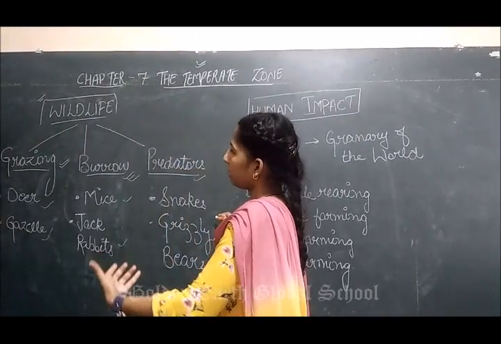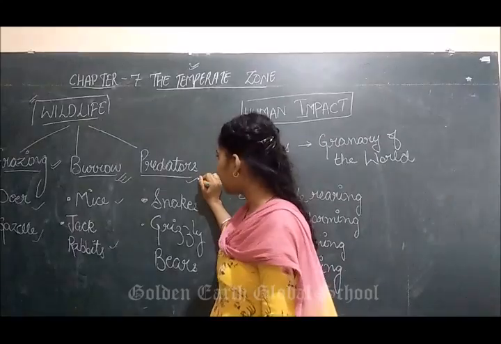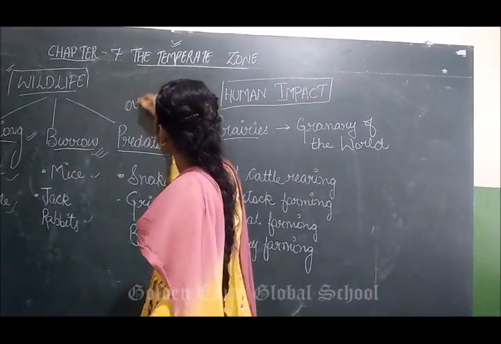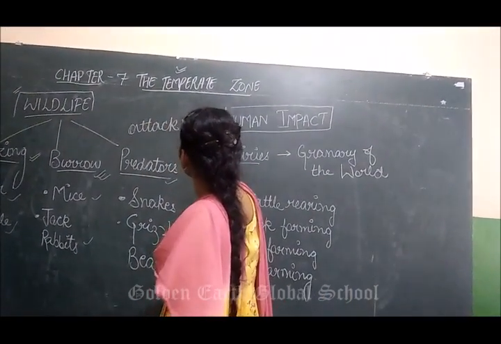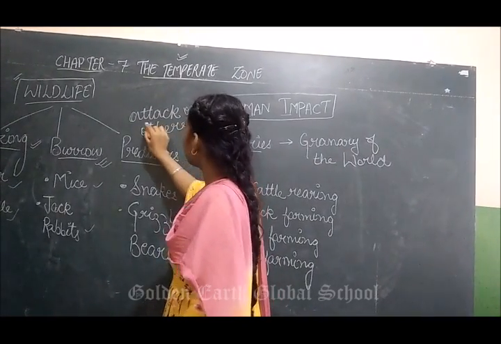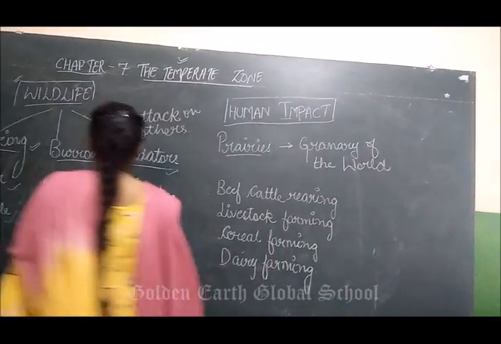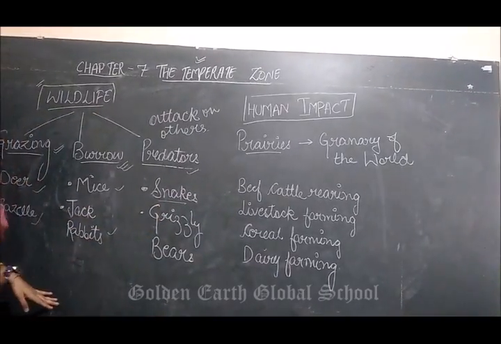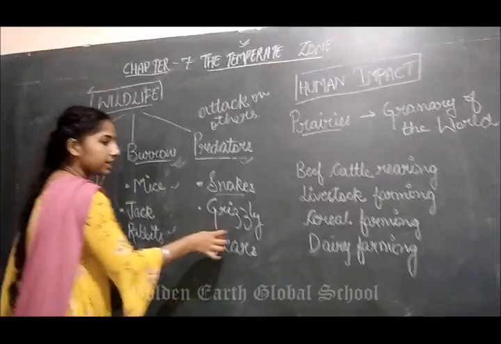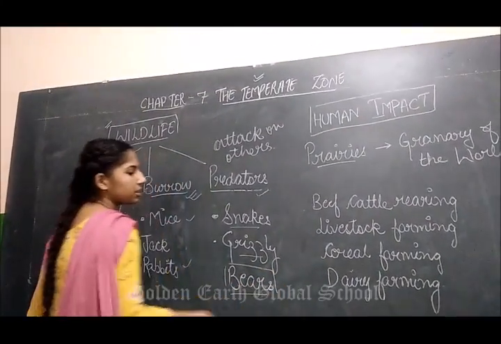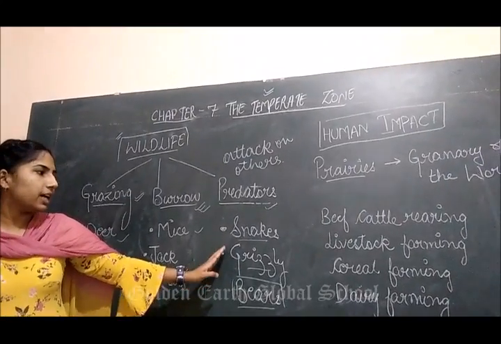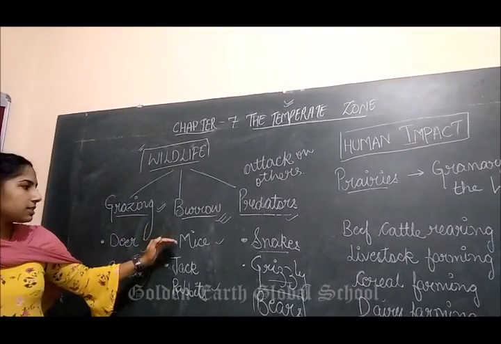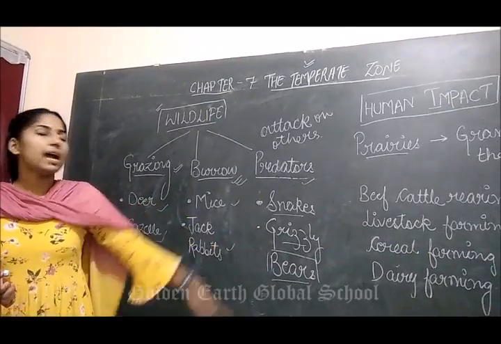ये soil में burrow बना के वहाँ पे रहते हैं. Then predators. Predators are those animals which attack other animals. जो एनिमल्स दूसरे एनिमल्स पे अटैक करते हैं और उन्हें खाते हैं उनको हम प्रीडेटर्स बोलते हैं. Predators: snakes, we all know snakes hunt or attack other animals. Then grizzly bears are a special kind of bear which are only found in the temperate region, and they hunt and eat other animals. So grazing animals, deer and gazelle; burrowing animals like mice and jackrabbits; and predators like snakes and grizzly bears.